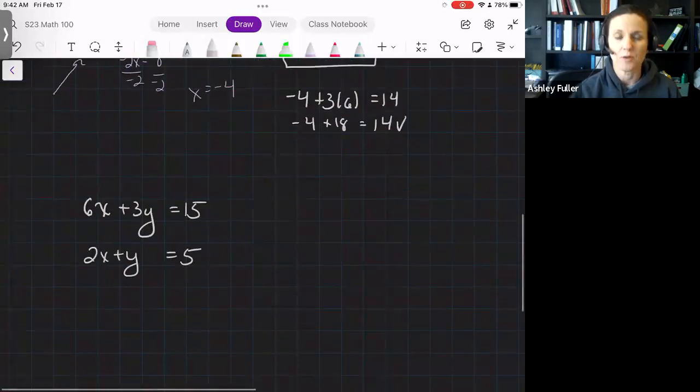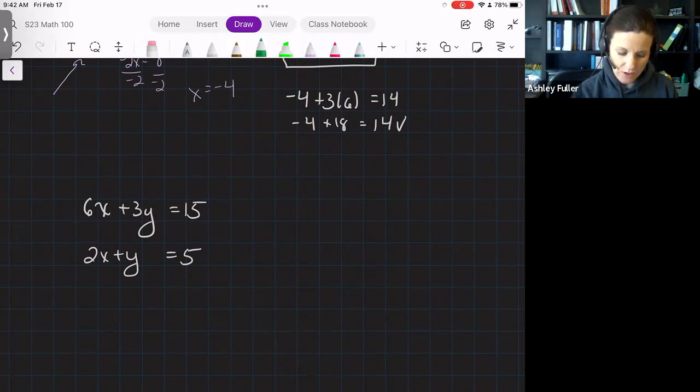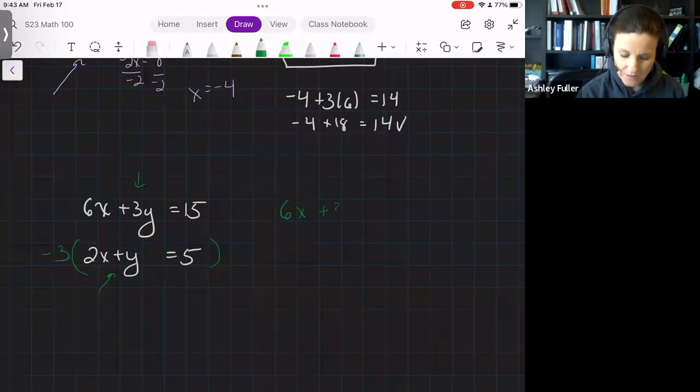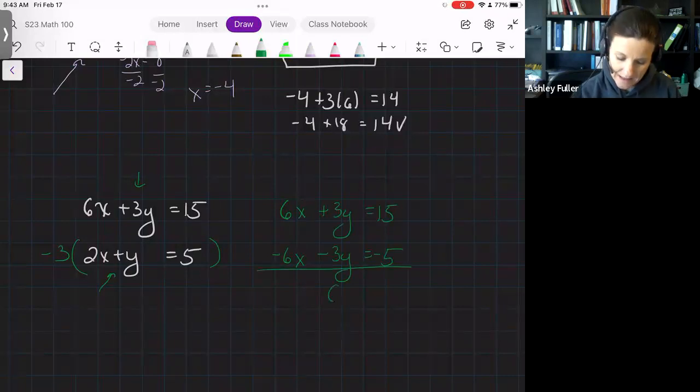As a second example, we have two equations already in standard form. Again, we need to get the variables to be opposite each other in one of the cases. I'm going to choose to multiply this bottom equation by 3, actually a negative 3, so that the y's will be opposite. My top equation is going to remain the same, and my bottom equation will become negative 6x minus 3y equals negative 15.